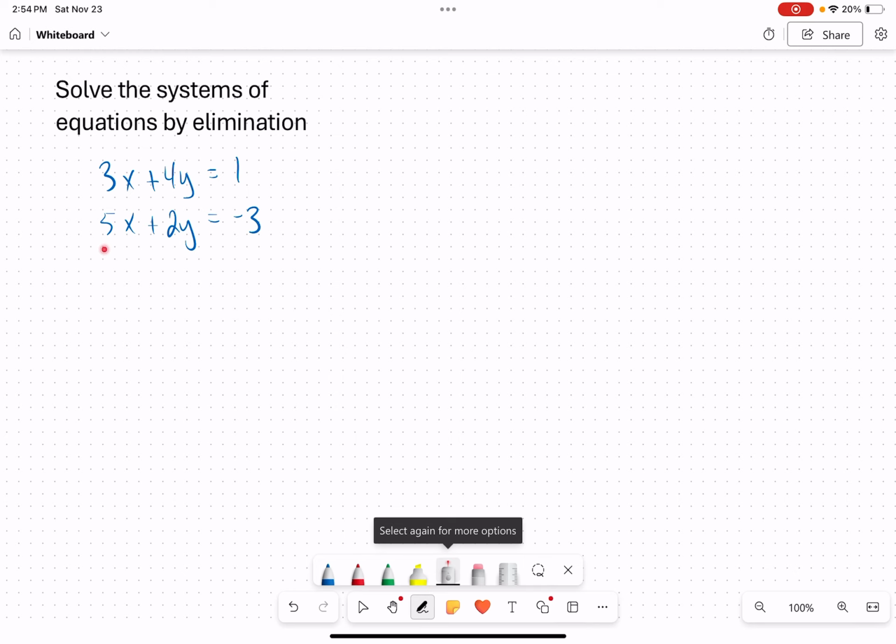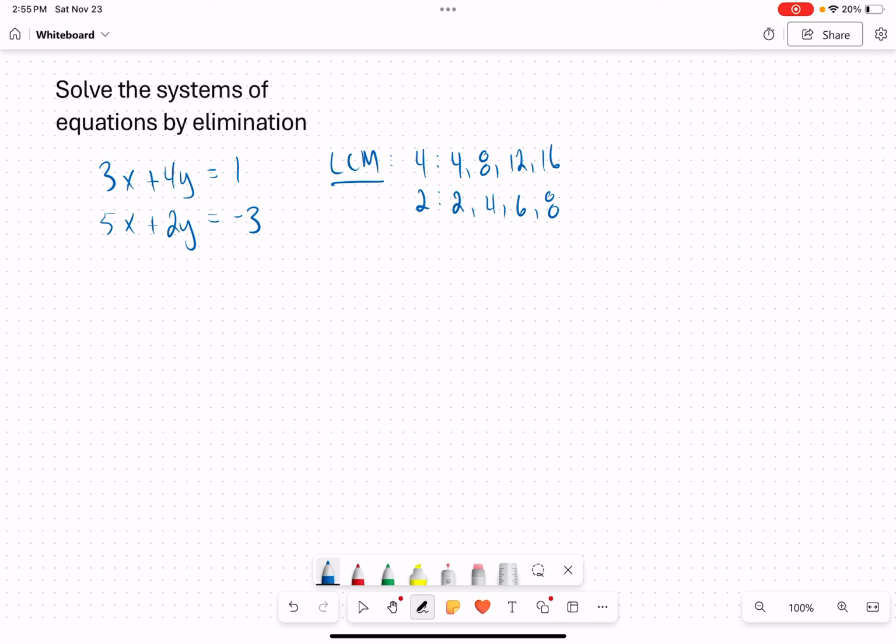So let's try to eliminate the y's first. It doesn't matter which one you start with, but let's start with y. Of course, we just established that they don't have the same coefficient. So we're going to need to look for what is called the least common multiple. And then we ask ourselves, how can we get to that least common multiple? So here's how we do it. We write their coefficients for y, because that's the first variable we're going to try to eliminate. So the coefficients are 4 and 2. And we start writing down their multiples: 4, 8, 12, 16, and then 2, 4, 6, 8. Well, right off the bat, I can see that the least common multiple is 4.